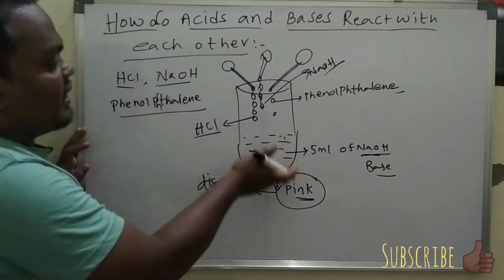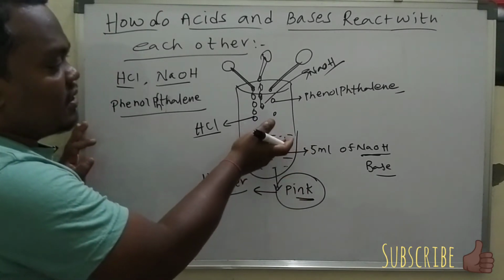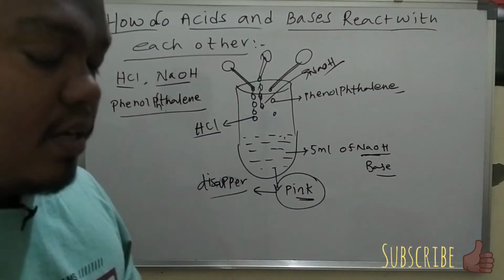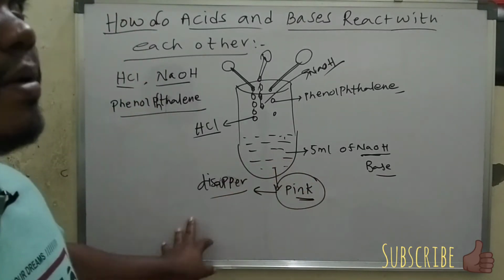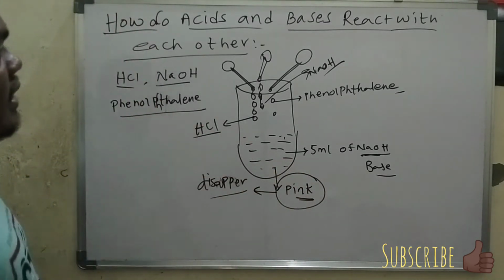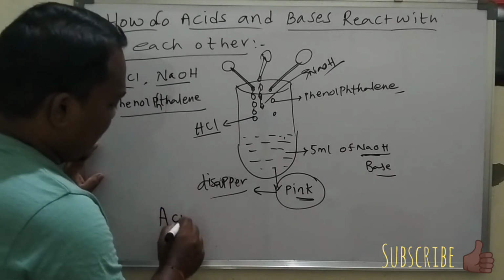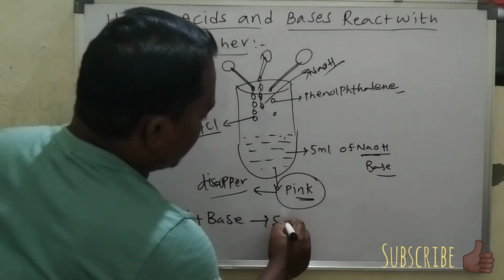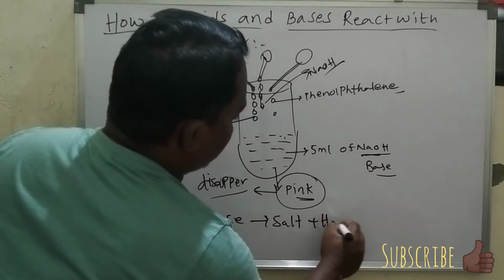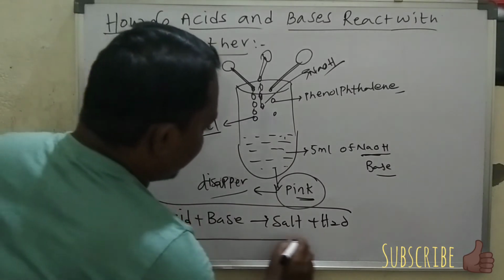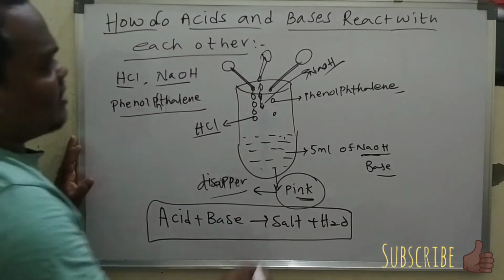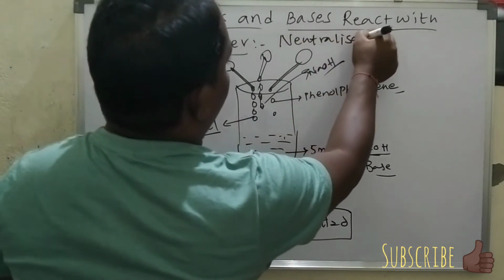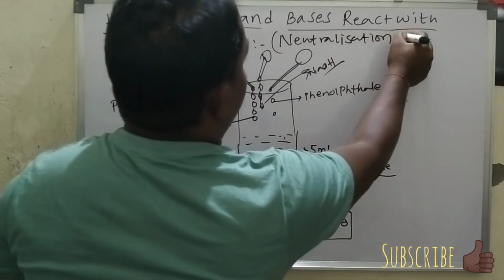When we add the base to the acid or the acid to the base, the acid neutralizes the base or the base neutralizes the acid. When acid and base react together, we get a salt and water. This is known as a neutralization reaction.